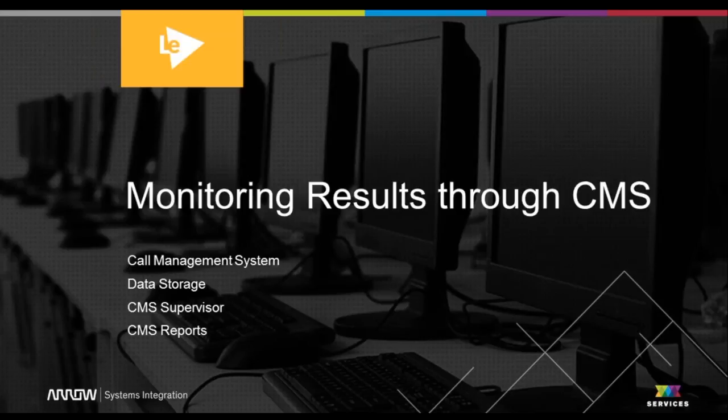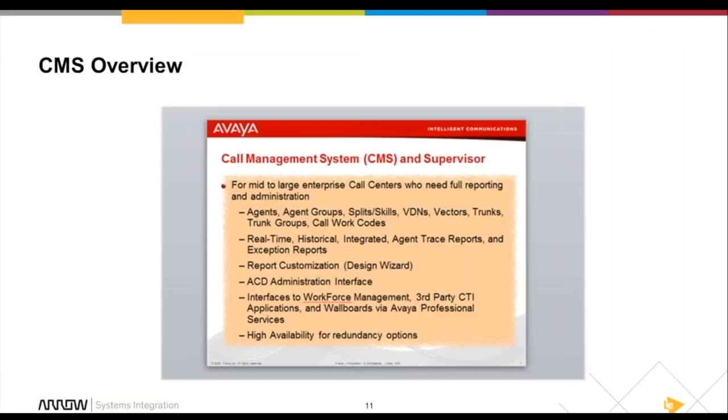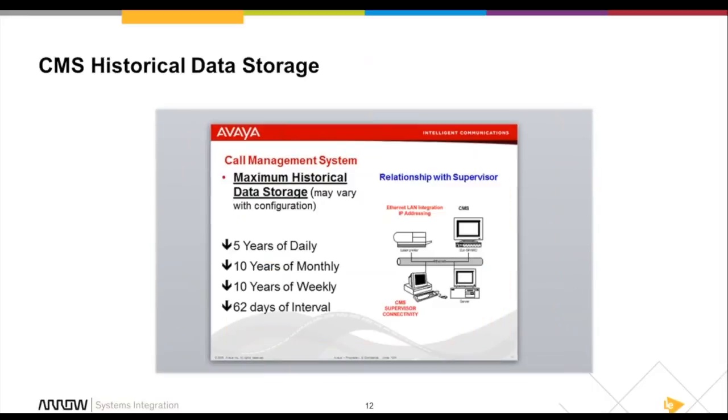So the flagship product is obviously our Call Management System. Our Call Management System can measure the agents, the agent groups, the skill groups, VDNs, vectors. It has historical and real-time agent traceabilities, exception reports. There is even a wizard for you to do some custom writing. It also will allow you to hook up to wall boards, and there is also high availability redundancy.